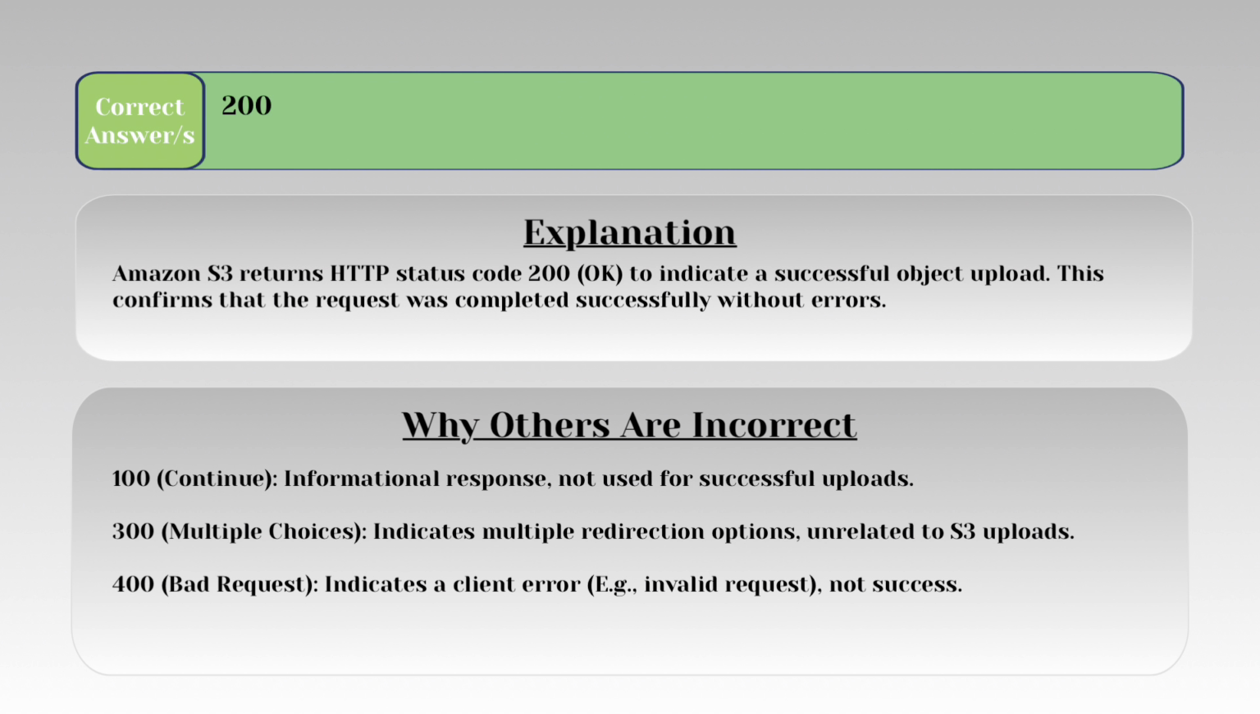Why others are incorrect? 100, Continue, is an informational response, not used for successful uploads. 300, Multiple Choices, indicates multiple redirection options, unrelated to S3 uploads. 400, Bad Request, indicates a client error, not success.